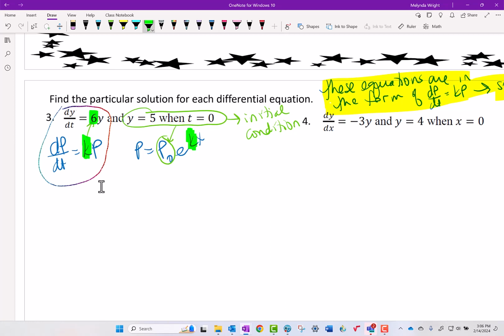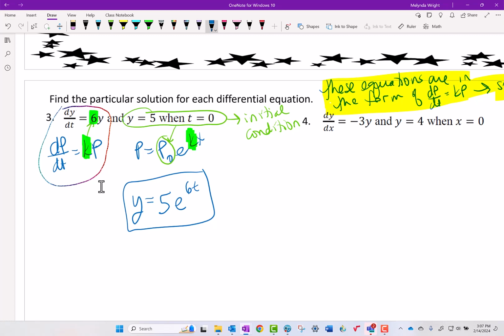Okay, so let's write that. So I'm going to this position, so I have y equals, and my initial condition is what? What's y initially? 5. And what is k? I can read k out of the differential equation. What is k? It is 6. And that's my answer.